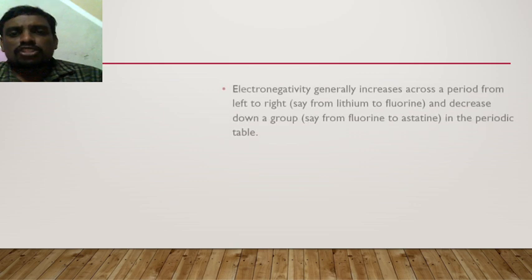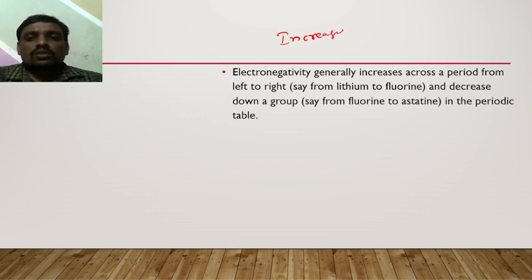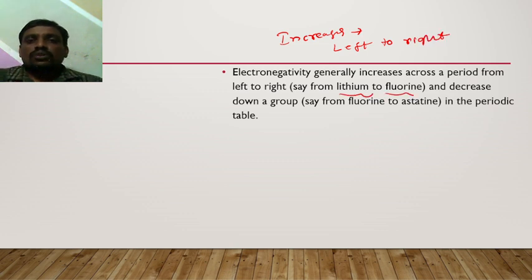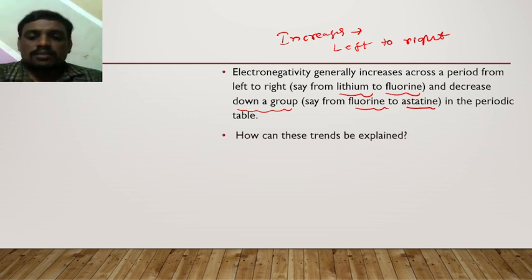Okay, a relationship. Electronegativity generally increases across a period from left to right in the periodic table, from lithium to fluorine. And a very important point, it decreases down a group, say from fluorine to astatine in the periodic table. How can these trends be explained?